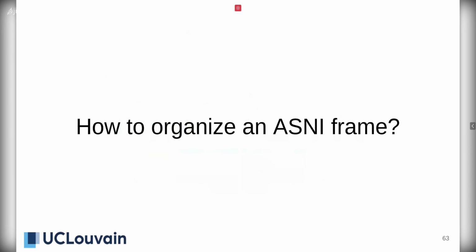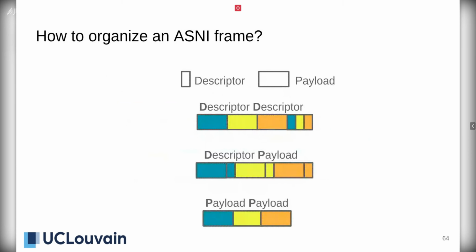Now we have the question of how we can actually organize the ASNI frame. We know that we want to put descriptors and packets together in this frame, but how should we actually organize it? To answer this question, we tried multiple versions. First, the DD version, where we have all the descriptors at the beginning, then all the packets. We had the DP version, where we interleave descriptors and payload. And then we have the PP version, where we have all the payloads and no descriptor.